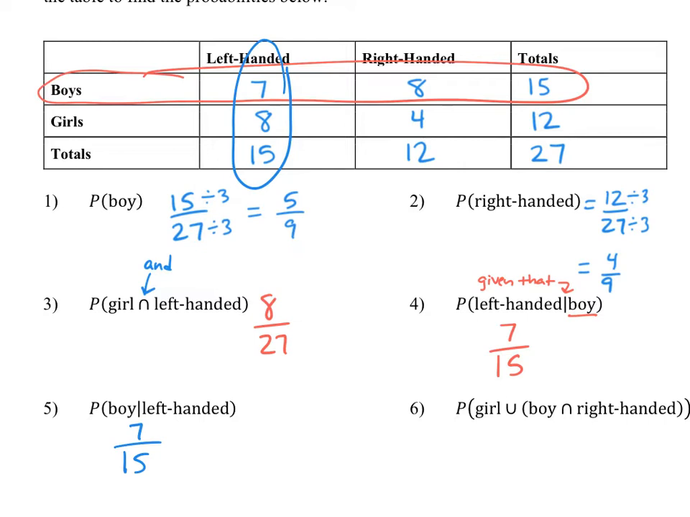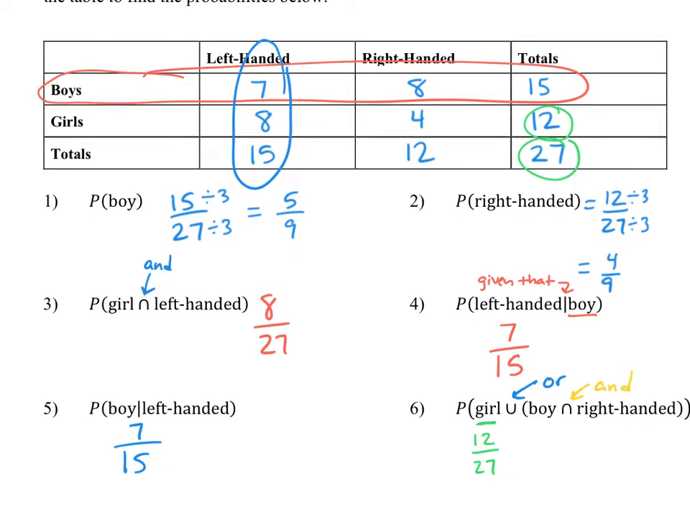Number 6, what is the probability of the union of being a girl and being a boy and right-handed? Being a right-handed boy and the union of that with the probability of being a girl. So let's remember that union is essentially saying or. What's the probability of being a girl or a right-handed boy? So let's use some colors here. We'll say the probability of being a girl, and that's 12 out of 27. Or being a boy that is also right-handed.